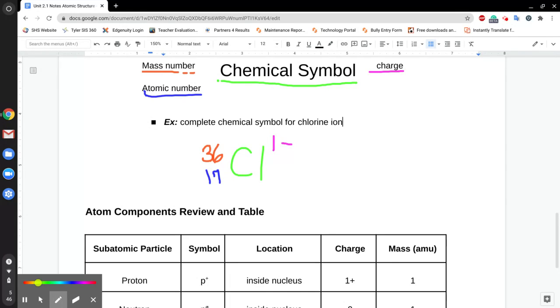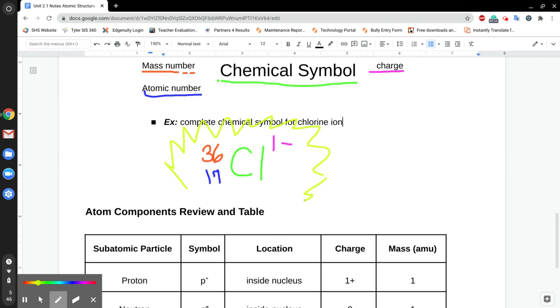Maybe our chemical symbol is going Super Saiyan. I don't know, man. But anyway, it's correct. This is how you label it. We've got our 36 over 17, our chemical symbol, and then the 1 minus. This tells me, as a reader, that this chlorine is an ion. And because I can see the 1 negative, this tells me that this chlorine is a particular isotope.